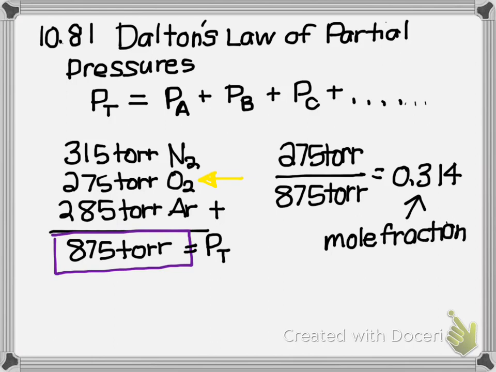Now this only asks for oxygen, but you could get the mole fraction of each component in the mixture by dividing the partial pressure of that gas by the total pressure of the mixture.